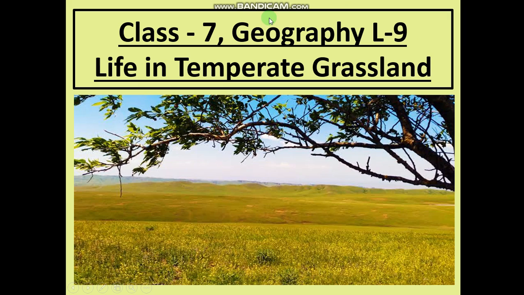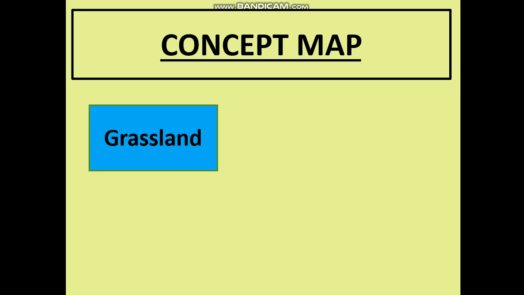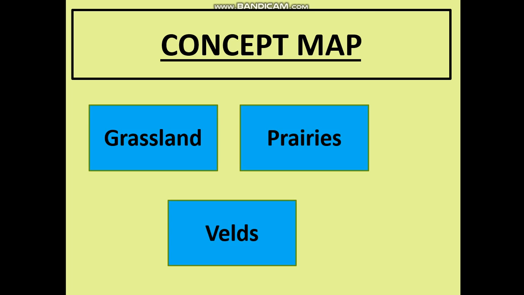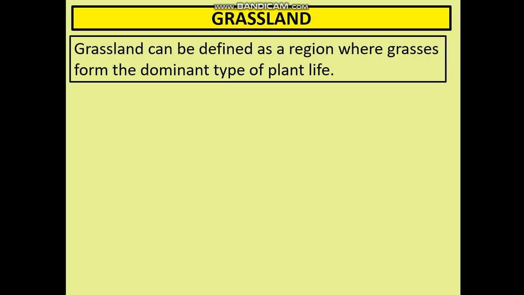So today we are going to read class 7th geography lesson 9, life in temperate grassland. What are the important topics which we are going to cover in this lesson? They are, one is grassland, second is prairies, and the third and last one is velds. Now let us start the lesson.